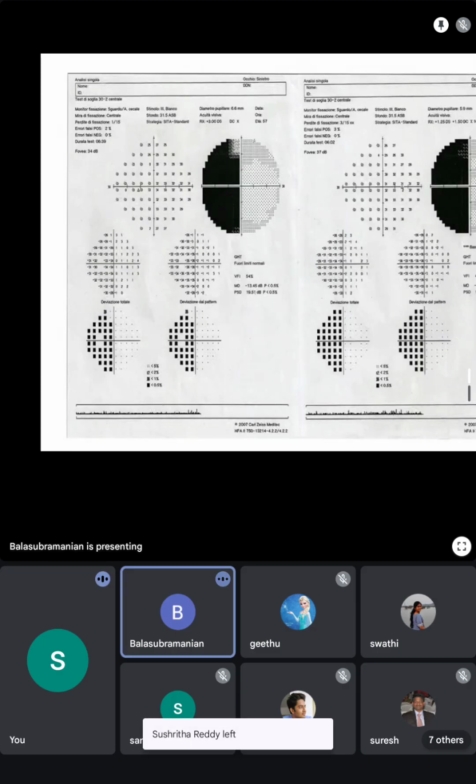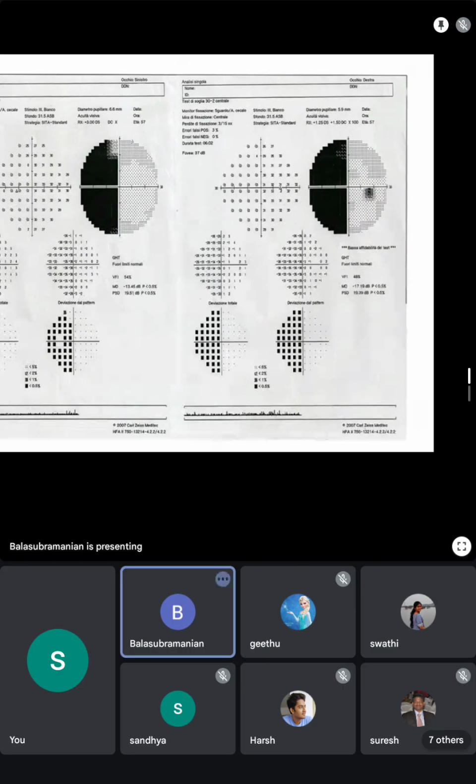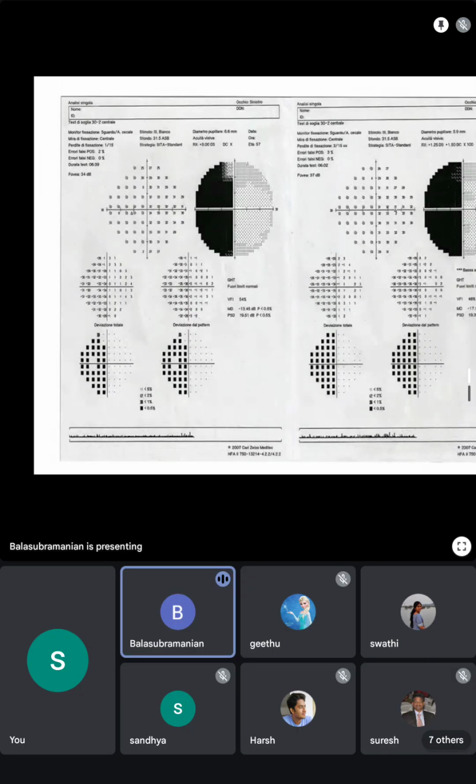The grayscale shows left-sided hemianopia. Yes. Okay. Anything more you have to tell?